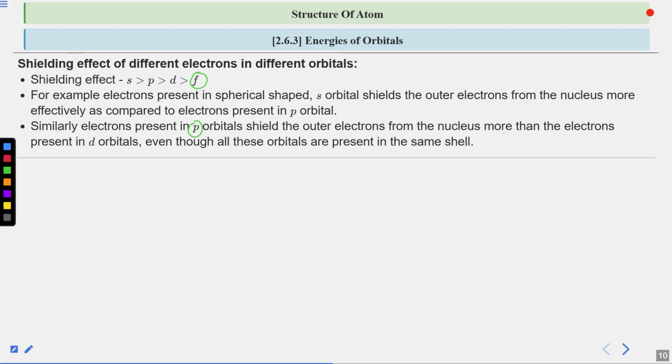Any doubt in this part? I guess this part is clear to all of you, this shielding effect of different electrons in different orbitals. Anyone who has a doubt in this part?